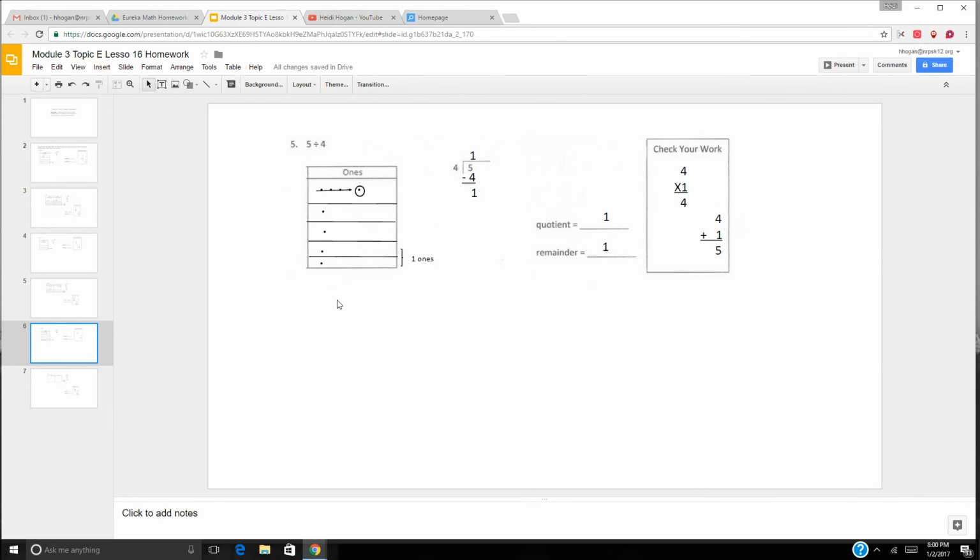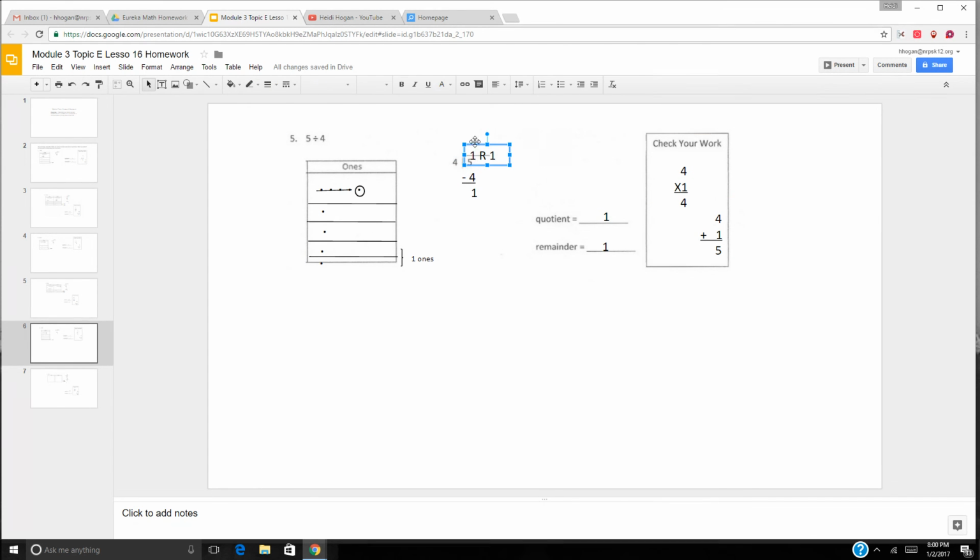Okay, 5 divided into 4 groups. So we have 5, 1, 2, 3, 4. Oh, we have 1 left over. In each of these groups, we have 1. So we have 1 in each group, and 1 left over. So if we do long division, how many 4s are in 5? Well, 1. And 1 times 4 is 4, and we're left with 1 if we subtract. So remainder 1. Okay, we check our work. 4 times 1 is 4. And if we add our remainder, we have 5.